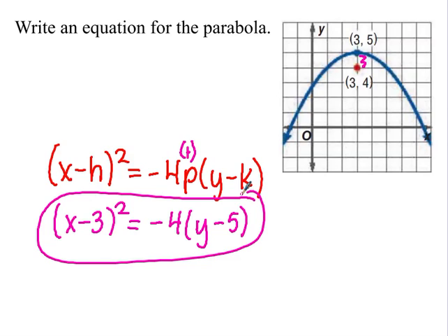So if you can get the graphs down, it's going to make your life a lot easier. So the p is from the focus up to the vertex, always. And the p is always the distance from the vertex to the directrix as well.